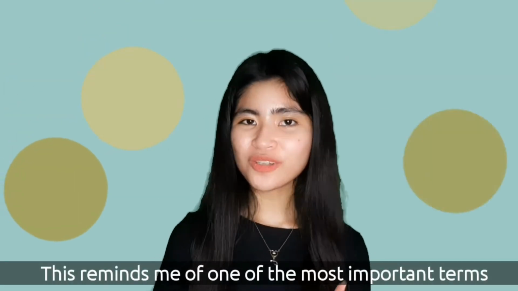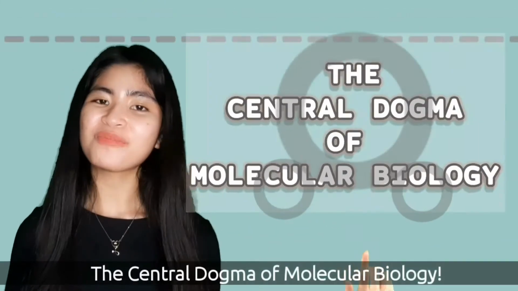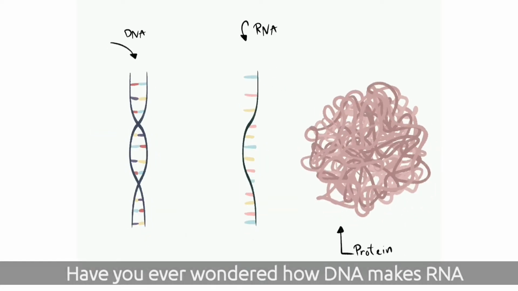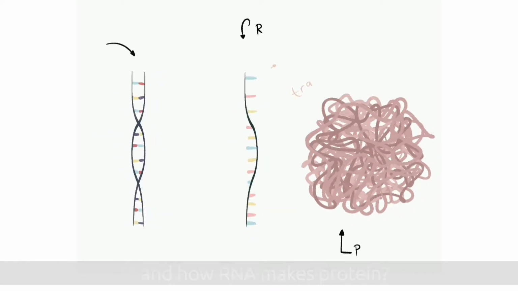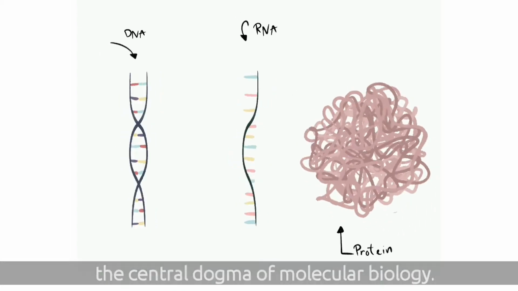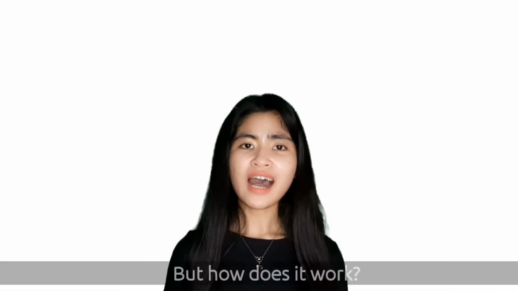This reminds me of one of the most important terms that Francis Crick has coined, the central dogma of molecular biology. Have you ever wondered how DNA makes RNA and how RNA makes protein? This fundamental concept is called the central dogma of molecular biology. It explains the transfer of genetic information in cells. But how does it work?